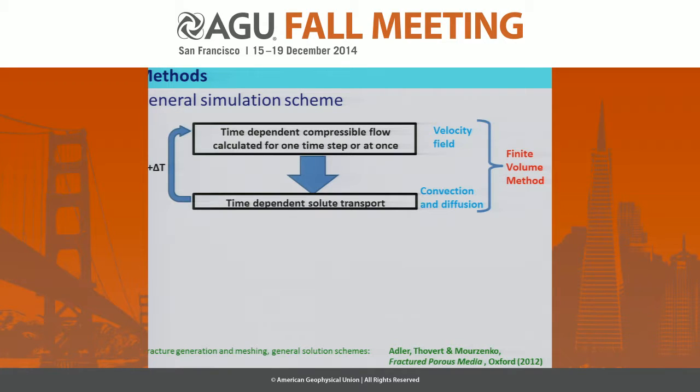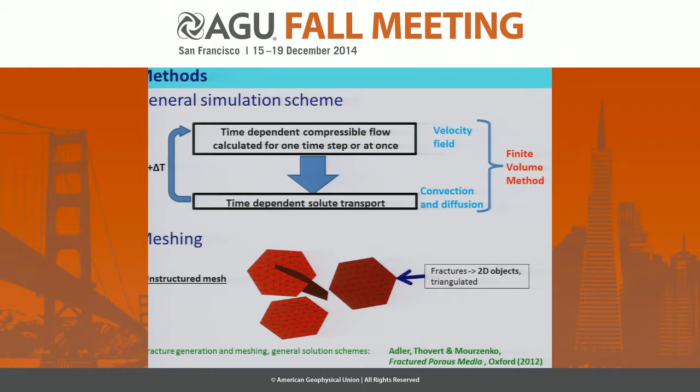So the general simulation scheme goes as follows. Usually we like the finite volume method to discretize the equations. So actually the solute transport, the flow does not depend on the solute transport. So what we do is that we solve the flow field independently, and then we have a series of output data, and then we solve for the convection diffusion transport in a second step.